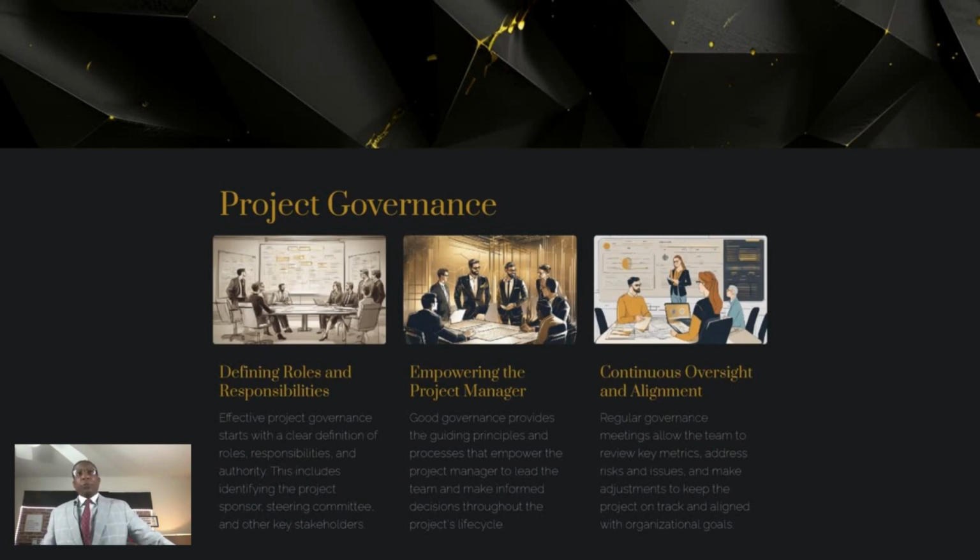Project governance. So project governance, taking a three-pronged approach again: defining roles and responsibilities, they empower project managers, and then continuous oversight and alignment. I want to park there real quick on continuous oversight and alignment. What makes the governance over projects important is that the whole purpose is being able to connect with that project manager and understand, hey, you're out there, you're dealing with this data day in and day out. What is working well and what is not working well? What do you recommend that we should do?